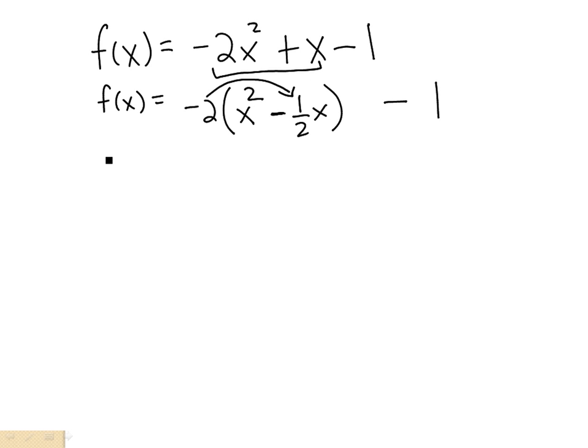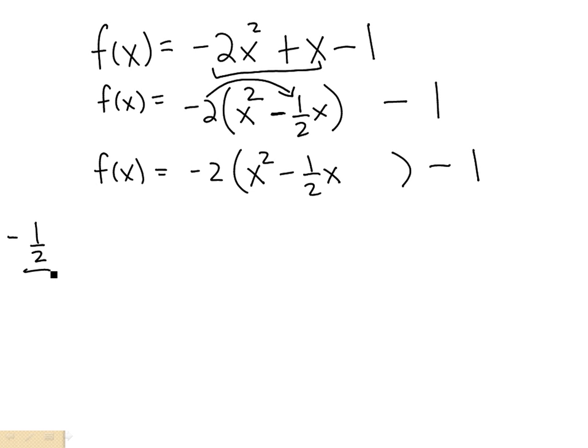Alright, now let's complete the square. We have x squared minus 1/2 x. Now we have to divide this negative 1/2 by 2. Negative 1/2 by 2. This is negative 1/4. And then we have to square it. We get 1/16.